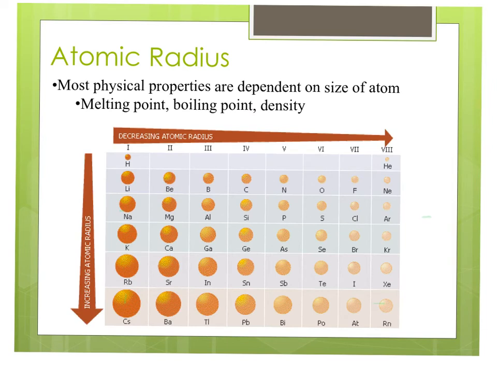All right, so now let's talk about the trend as we move across a period. So as we move from left to right across a period, we have a decrease in atomic radius. So we can see that as we start here with lithium and we move across the periodic table, we have a decreasing atomic radius. Let's talk about that.